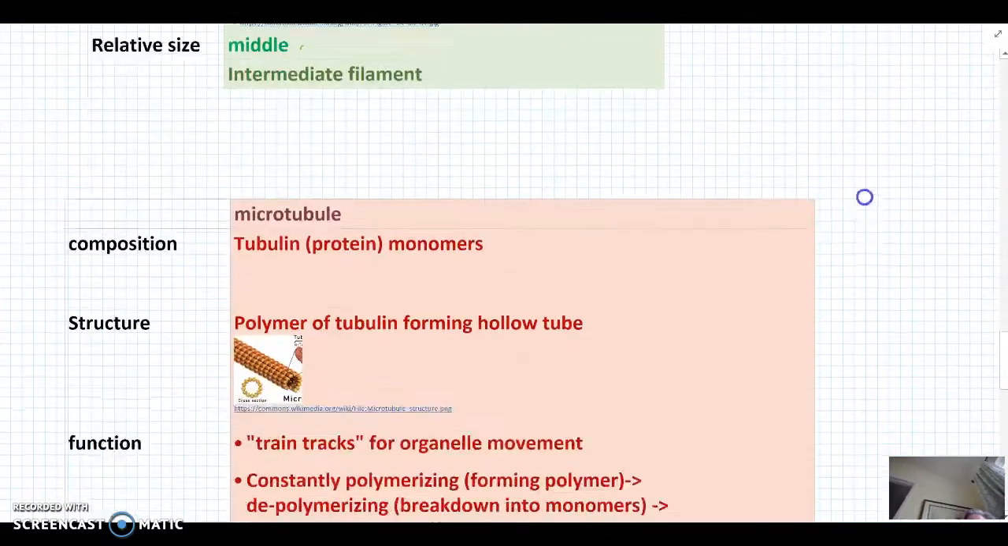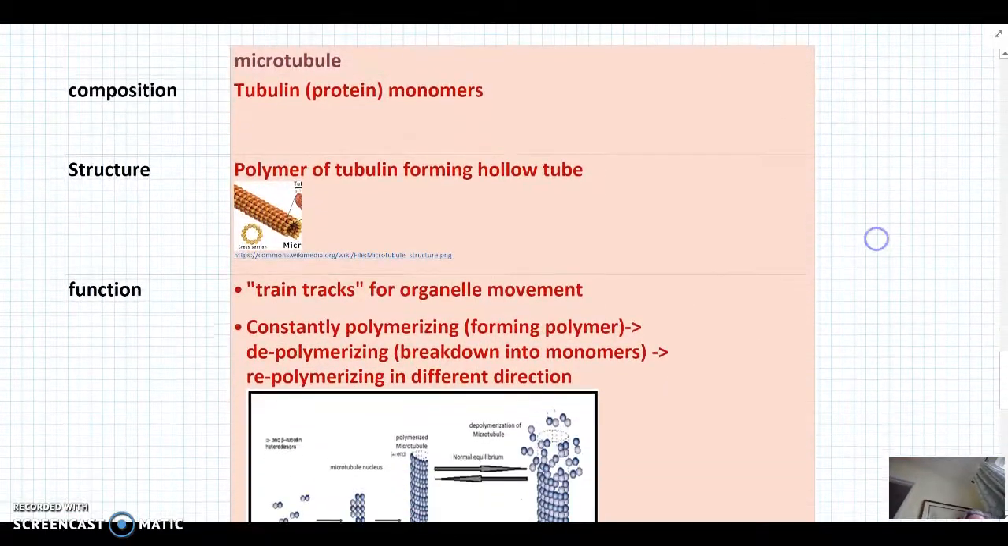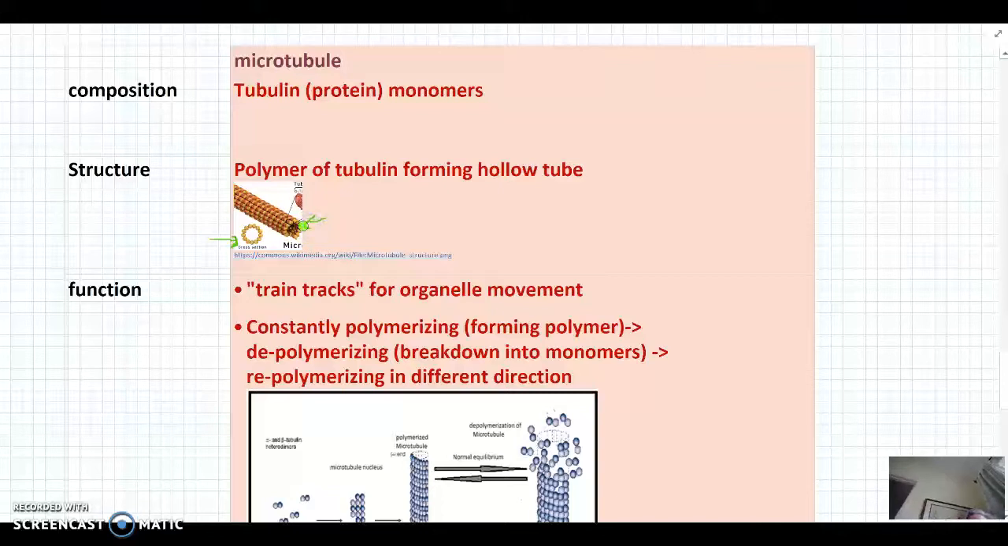The largest of our cytoskeleton fibers is called a microtubule. It's composed of protein monomers called tubulin monomers. The polymer formed by tubulin monomers actually forms a hollow tube as pictured here. If you look at the cross section, it just looks like a hollow tube. If you look at it lengthwise, it kind of looks like a straw.